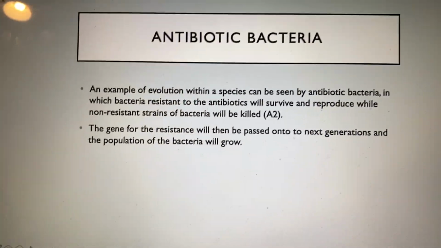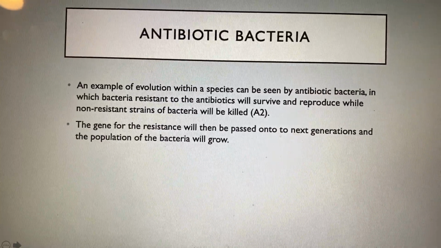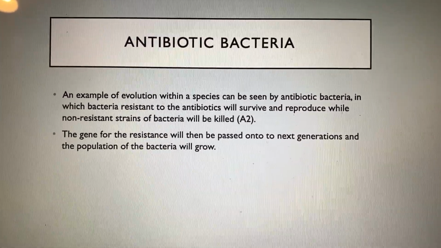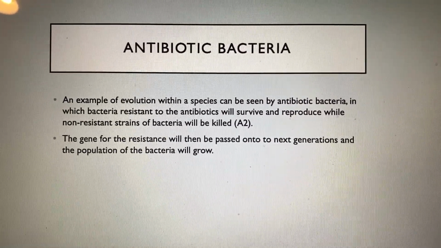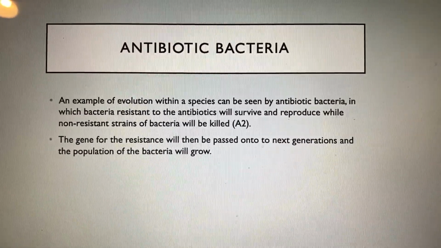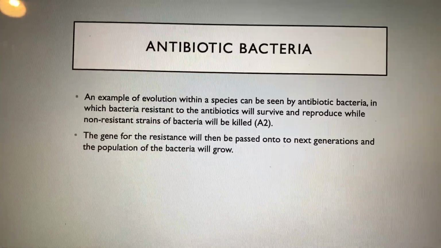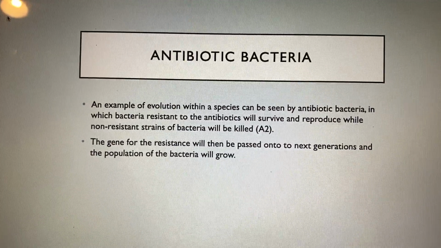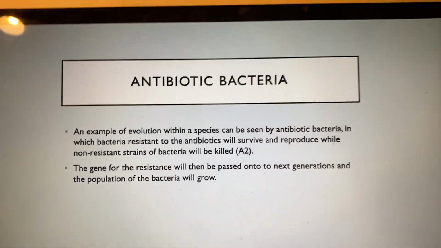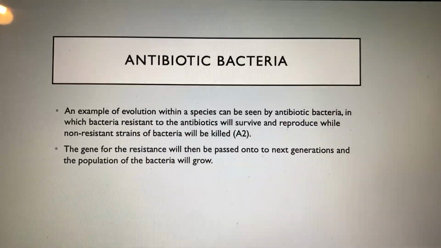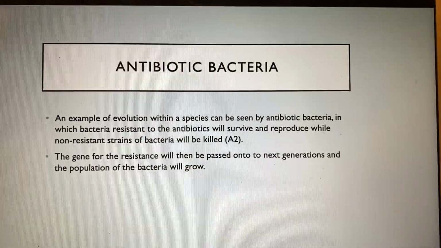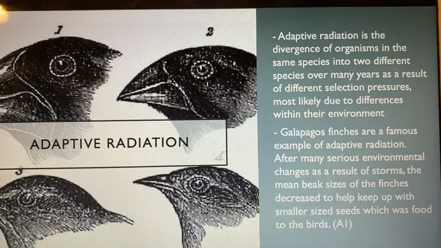Now, our two applications. The first is antibiotic bacteria. An example of evolution within a species can be seen by antibiotic bacteria, in which bacteria resistant to antibiotics will survive and reproduce, while non-resistant strains of bacteria will be killed. This is very similar to the giraffe example. A bacteria that has the ability to fight off an antibiotic and to continue to go on and reproduce will then reproduce more bacteria with that same resistance to the antibiotics, while the non-resistant bacteria, of course, will be killed. So just like the giraffe example.